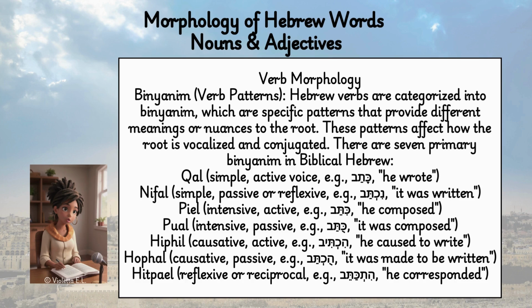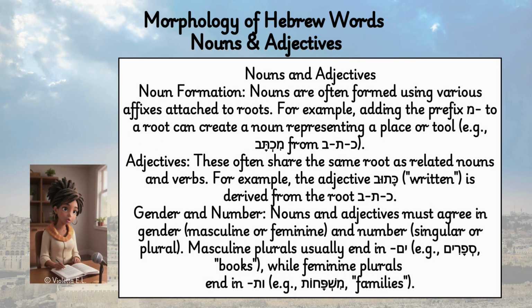Hitpael, reflexive or reciprocal, e.g. hitkatev, he corresponded. Conjugation. Verbs are conjugated to indicate tense, whether past, present or future, gender and number. Unlike English, Hebrew words carry more inflection, altering form based on these factors.